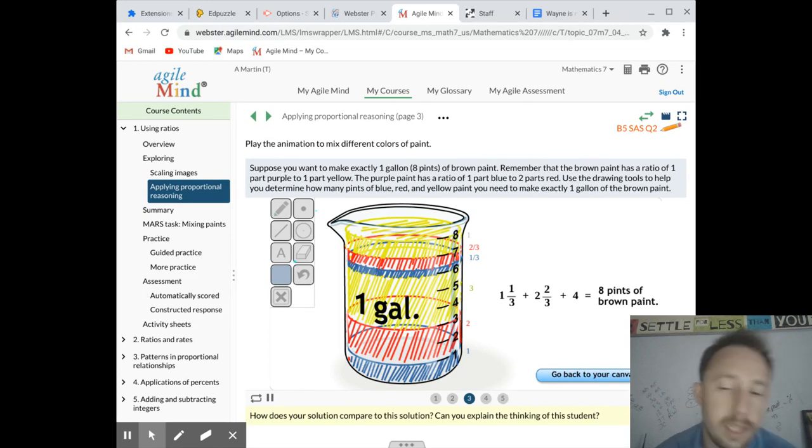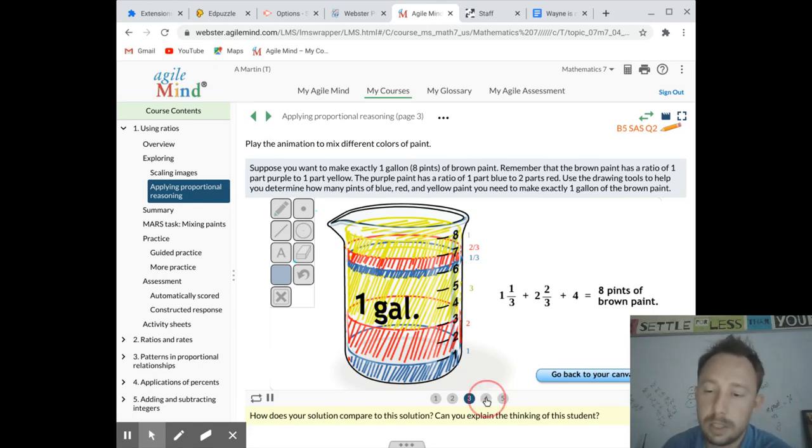So how does what we did a while ago compare to what they did? Somebody help me out. They broke it up into more sections. Yeah, they broke it up into more sections. And even though they broke it up into more sections, once it's all combined, does it give us the same thing? Did they still get 1 and 1/3 and 2 and 2/3? Yes, they did. And so we know that 4 plus 4 gives us the total amount of pints that gives us 1 full gallon.